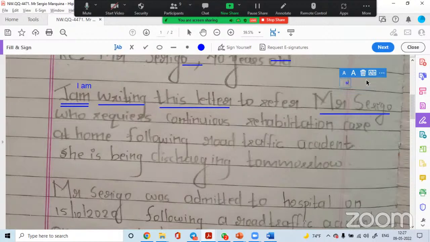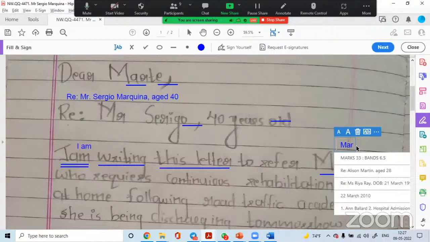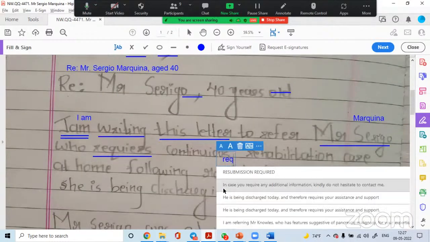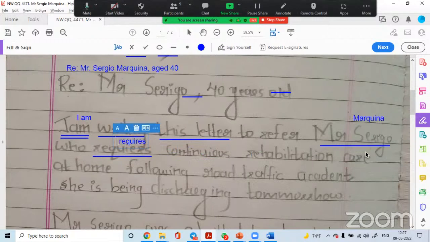So actually it was incomplete information in the case notes. Mr. Marquina. Okay, who requires? Spelling mistake, requires. Okay, learn the spellings properly. Requires, R-E-Q-U-I-R-E-S, requires. Mr. Marquina requires continuous rehabilitation care at home following road traffic accident.